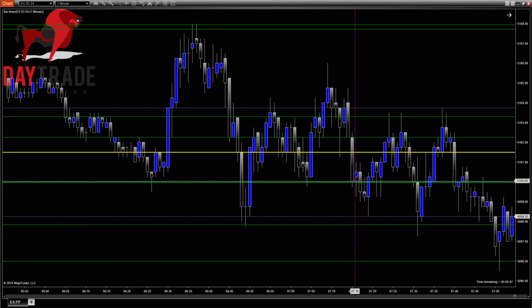It comes down here. This does not hold clean at all. It already tested right here. It does not hold clean. It probes it. It comes back up. Plenty of opportunity to get this trade off at break even. No reason to take a loss on it.